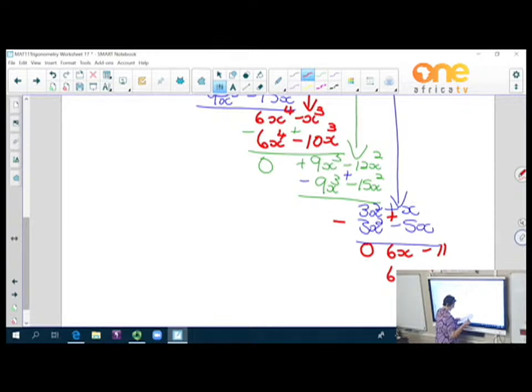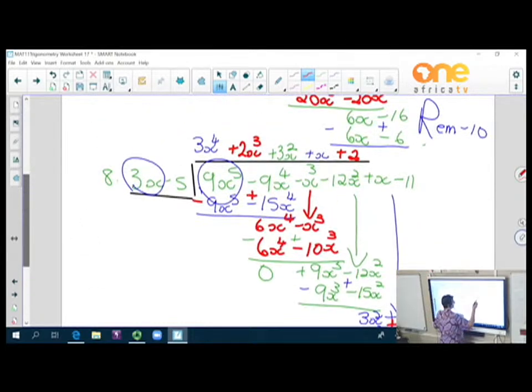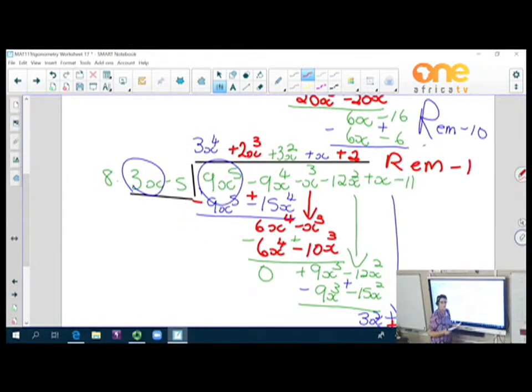So then you have 6x, here we have that one. And the remainder is then negative 1. So plus x, remainder negative 1. Right, so please look at your mistakes. A lot of you did very well.